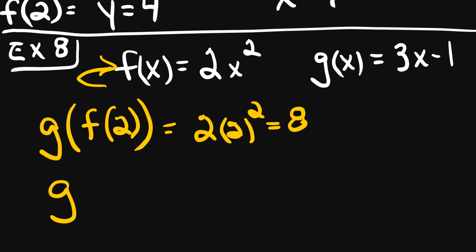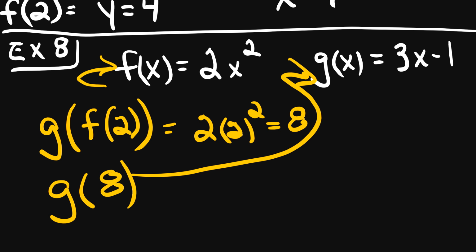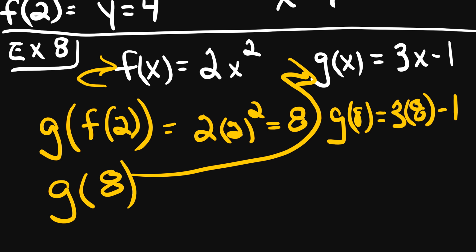And therefore, now this becomes g of 8. And I'm going to substitute 8 into the g function over here. And when I do that, I've got g of 8 equals 3 times 8 minus 1. And I've got y equals 24 minus 1, which is 23. Okay, and that concludes our first section on video of 2.3.